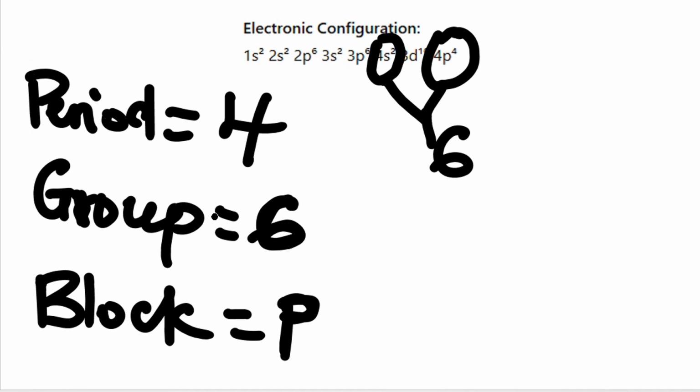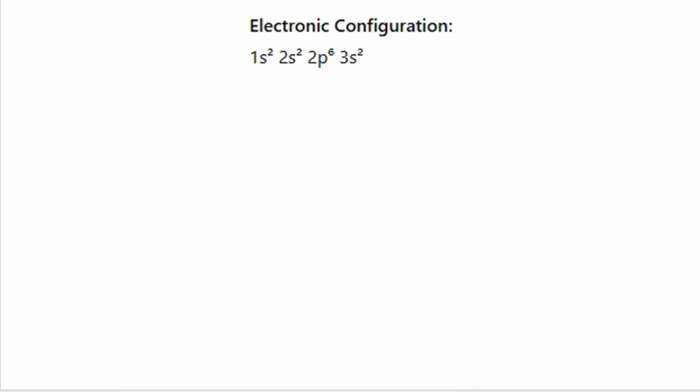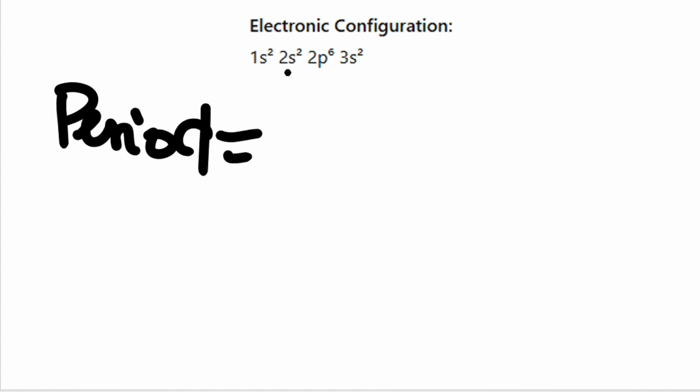Okay, so let's solve another one. Electronic configuration for this. So I'm going to try to find the period again. What do you think will be the period for this? So 1, 2, 3. So that's 3, because that's the largest principal quantum number.